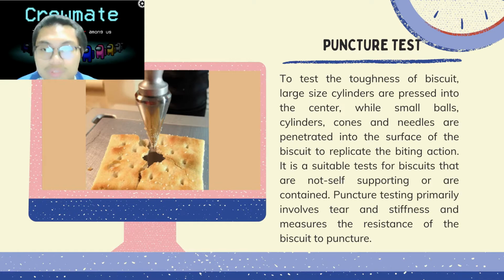To test the toughness of biscuits, large size cylinders are pressed into the center, while small balls, cylinders, cones and needles are penetrated into the surface of the biscuit to replicate the biting action. It is a suitable test for biscuits that are not self-supporting or are contained. Puncture testing primarily involves tear and stiffness and measures the resistance of the biscuit to puncture. So next I will show you the video of how the puncture test works.